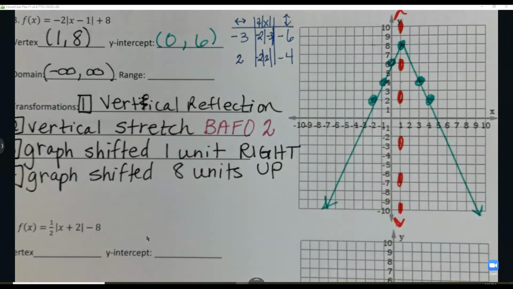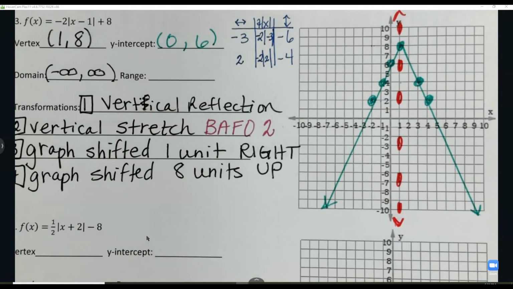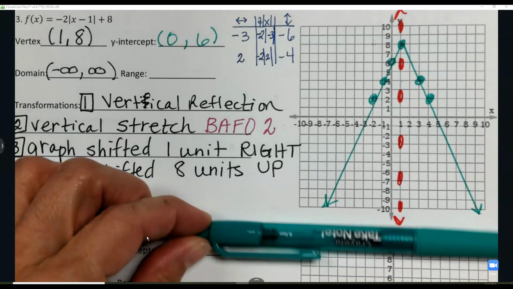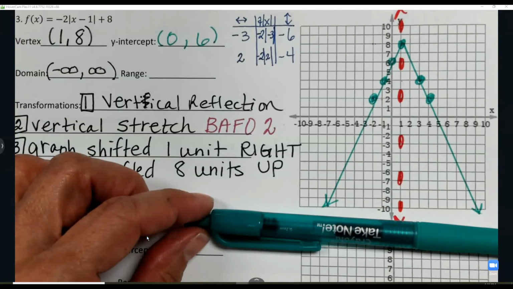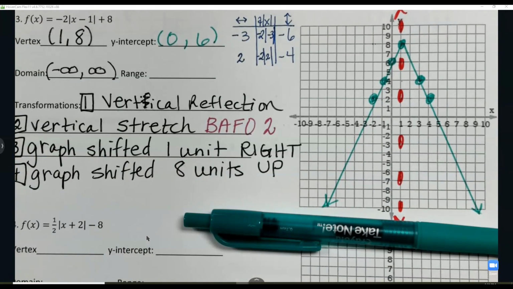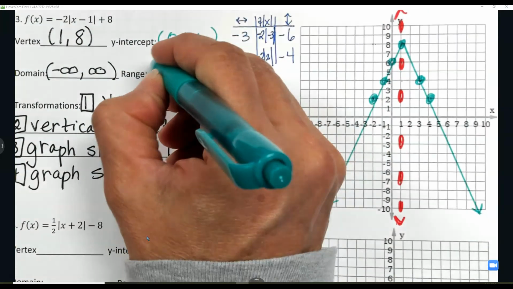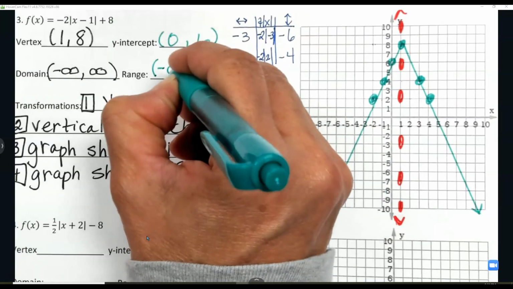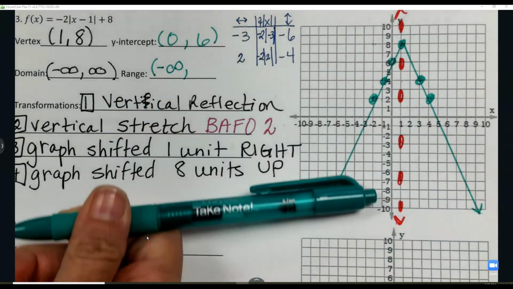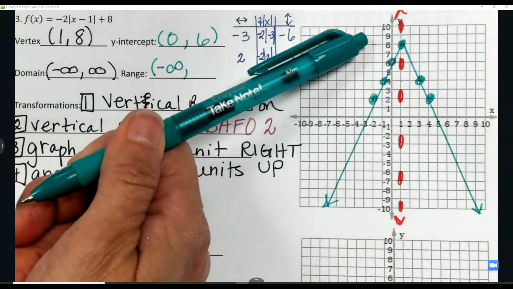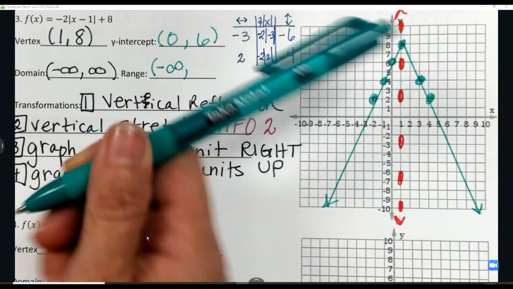And be careful on your range. Don't write your range the wrong way. Remember, if you scan from the bottom up, your range is actually going to start with negative infinity. Remember, this graph goes down forever. But it doesn't go up forever. The highest point of this absolute value graph is at the 8. So let's write 8.